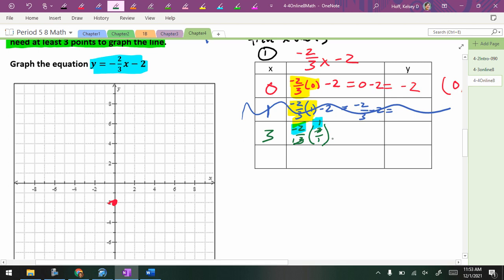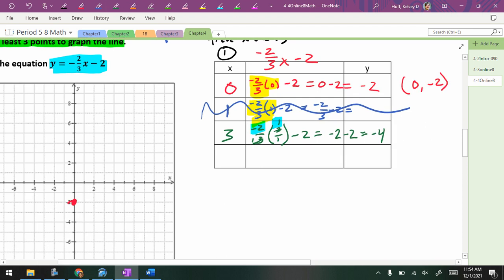Don't forget we still have minus 2 here at the end. So we plugged in 3. Our 3's became 1, so negative 2 times 1 is negative 2. Then subtract 2 more, you get negative 4. So your point is 3, negative 4. Somebody guide me to 3, negative 4.